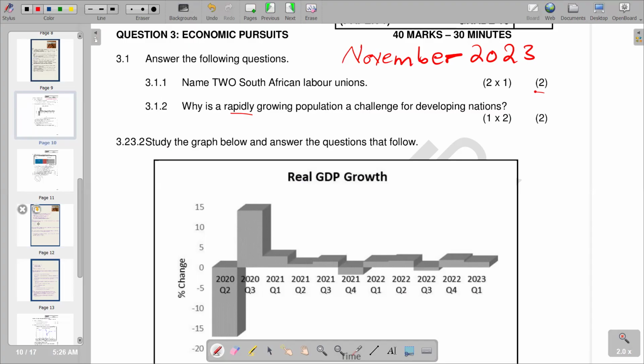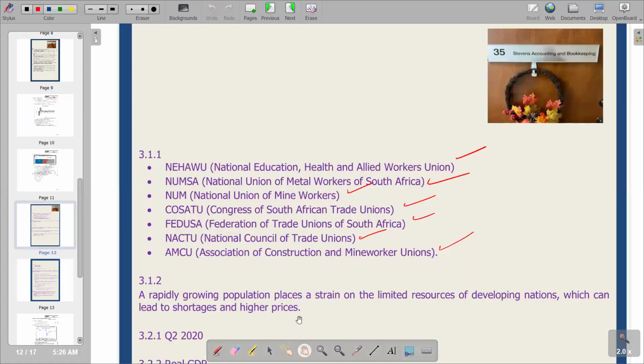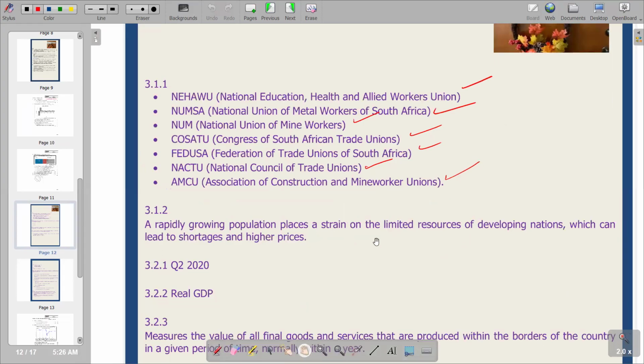So we go to the other section to see that explanation. 3.1.2 reads, a rapidly growing population places strain on the limited resources of developing nations, which can lead to shortages and high prices, which is exactly what we have. Remember, shortages are associated with higher prices. Whenever we have a commodity or a product with a shortage in the market, the price of that product is going to go up. So exactly as we have.